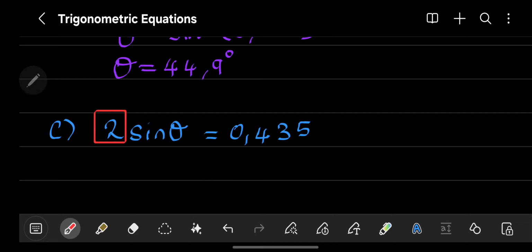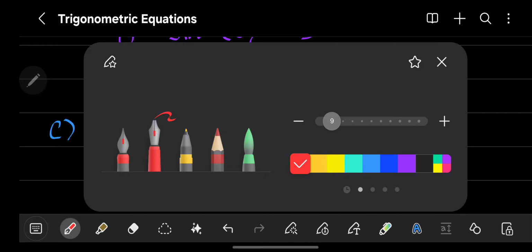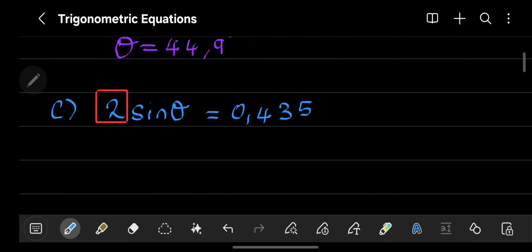Okay? So now pay attention. How do you deal with this one? The first thing that you're going to do, you are going to remove this 2 first. So quick one, can we remove that 2? So this is how we are going to remove that 2. So 2 sine theta equals 0,435. I haven't removed it yet. I just copied the same question. Okay, how do I remove that 2?